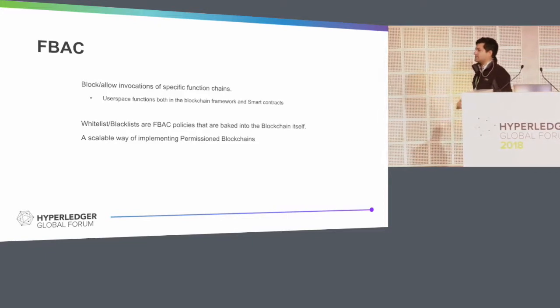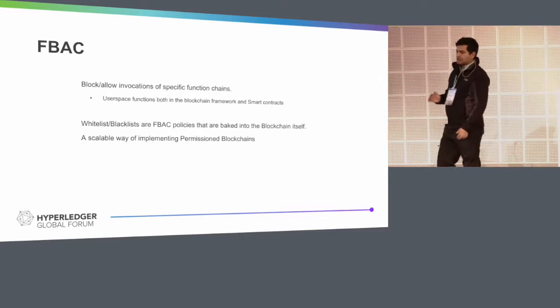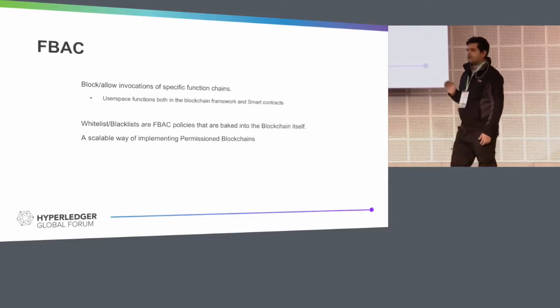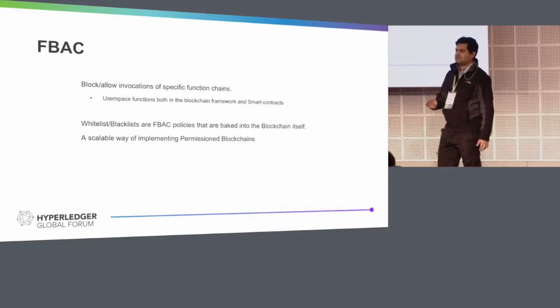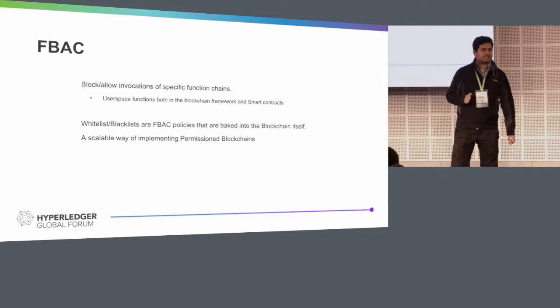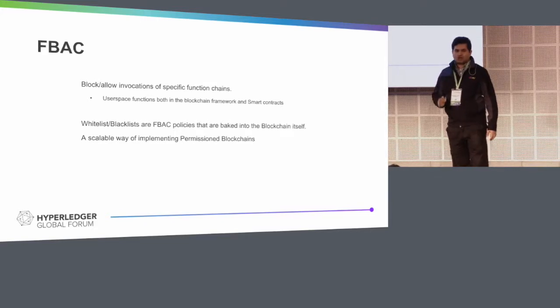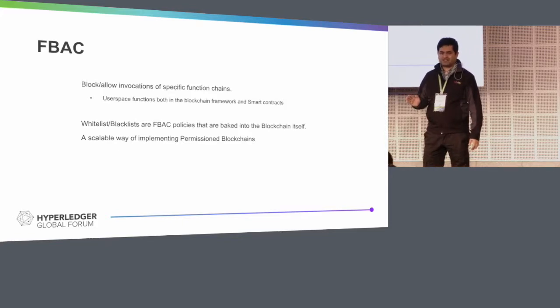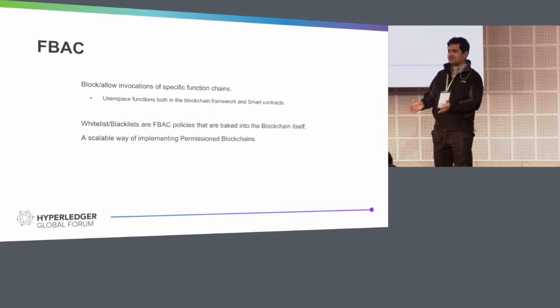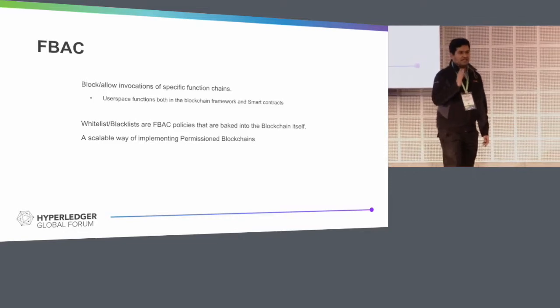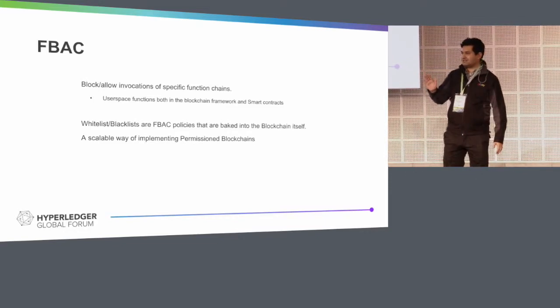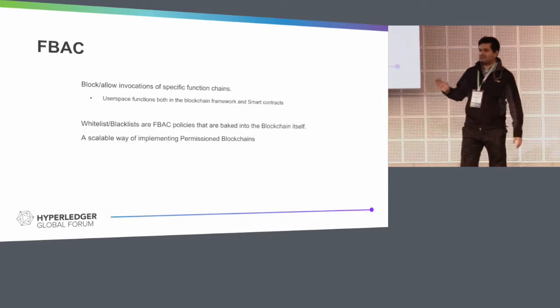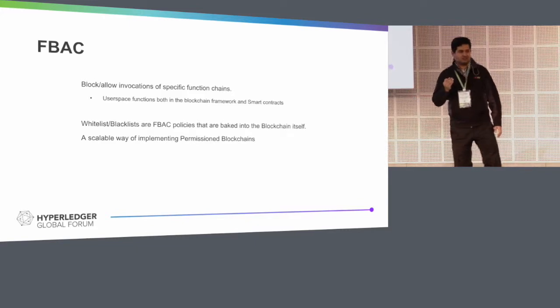FBAC, what does this do? It blocks or allows invocations of specific function chains. Just think about it. User space functions in the blockchain framework, as well as your smart contracts. There's no distinction, really. If you want to make a distinction, you can build that into your logic. But any function chain in any smart contract or in the blockchain infrastructure itself, you can block.